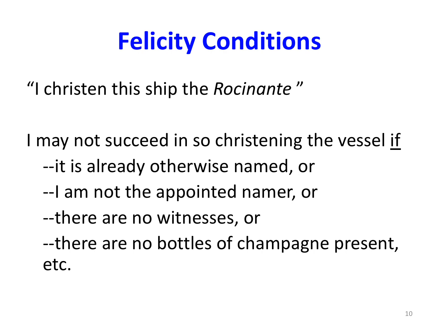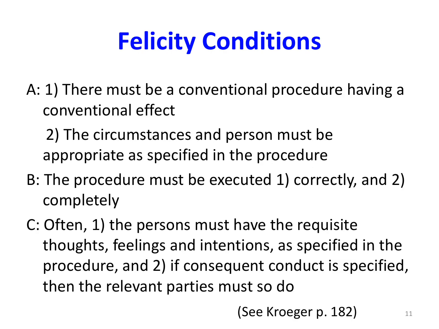He distinguished three main categories of felicity conditions. We can see these on slide 11, labeled A, B, and C. There must be a conventional procedure having a conventional effect. That means it's recognized in the community. The circumstances and person must be appropriate as specified to the procedure. That is, sometimes only certain people can perform that role. The procedure must be executed correctly and completely.